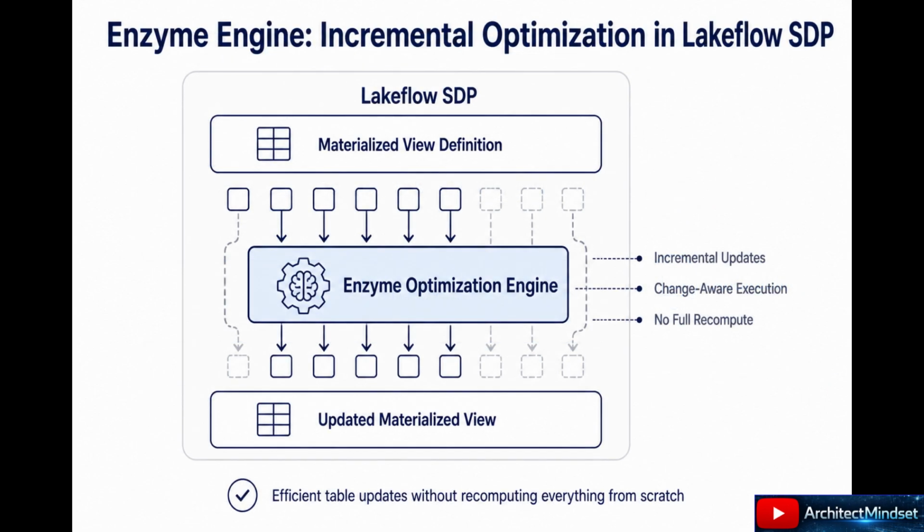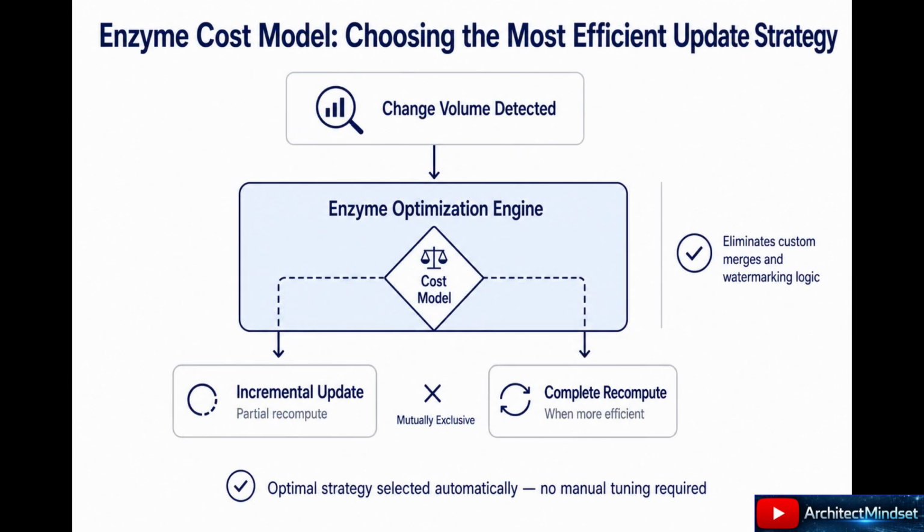Databricks uses the internal Enzyme engine to maintain materialized views efficiently. The Enzyme engine is a specialized optimization layer in Lakeflow SDP responsible for incrementalizing transformations. It essentially acts as a brain that determines how to update your tables efficiently without recomputing everything from scratch. It uses an internal cost model to decide the most efficient way to keep materialized views up to date.